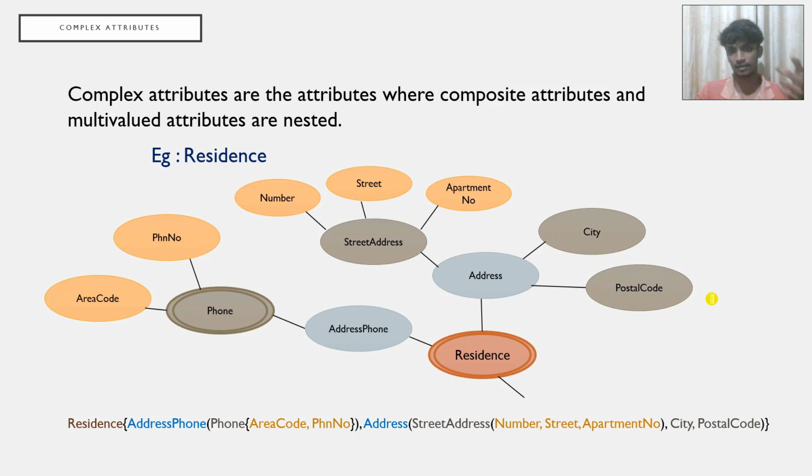The next branch is the address branch, which is this line. Under address, there will be street address, city, and postal code. City and postal code are just atomic attributes, but street address is a composite attribute. It will have number, street, and apartment number, and that's how complex attributes are made.